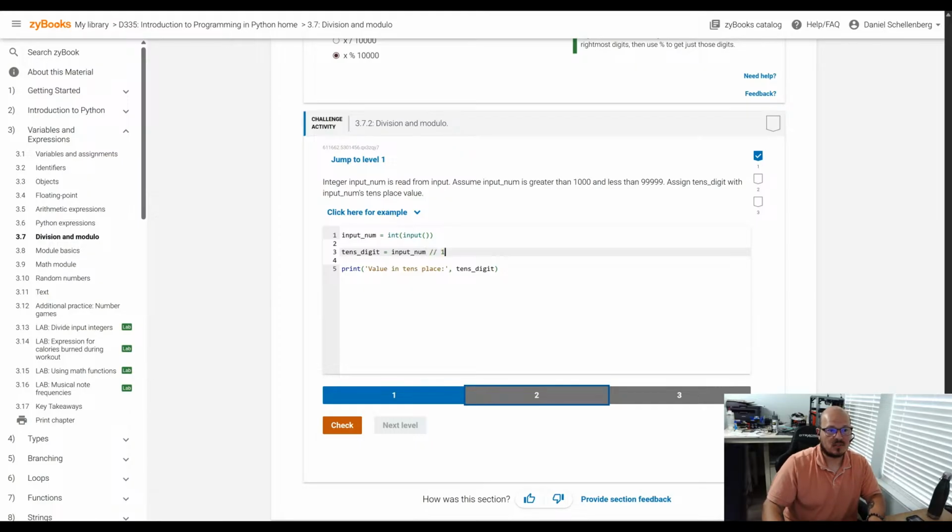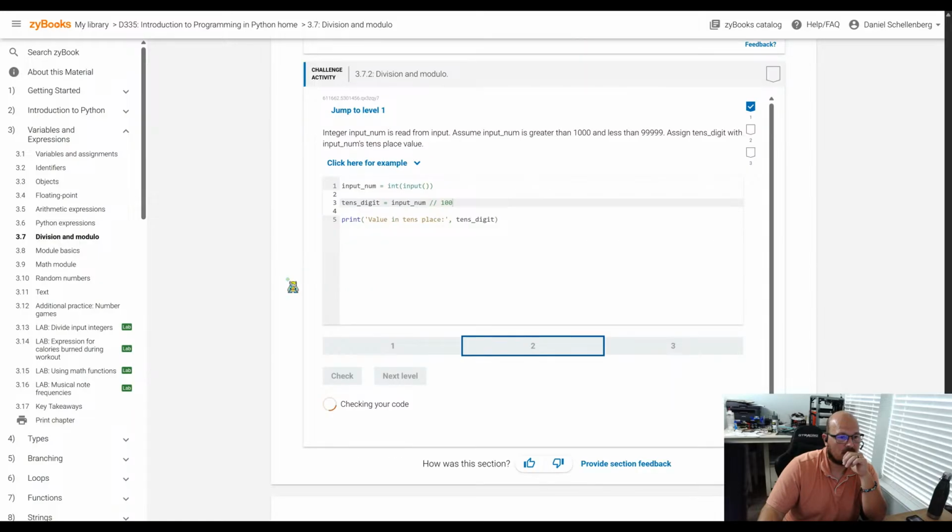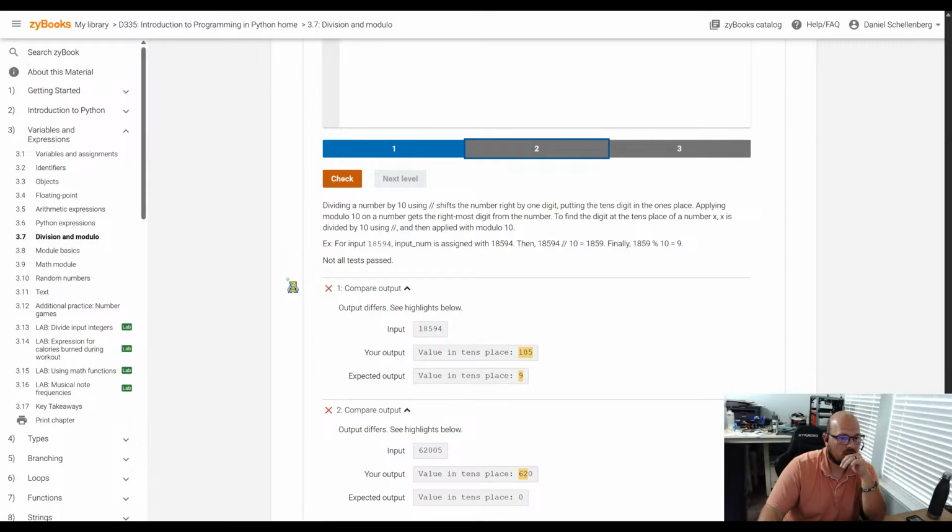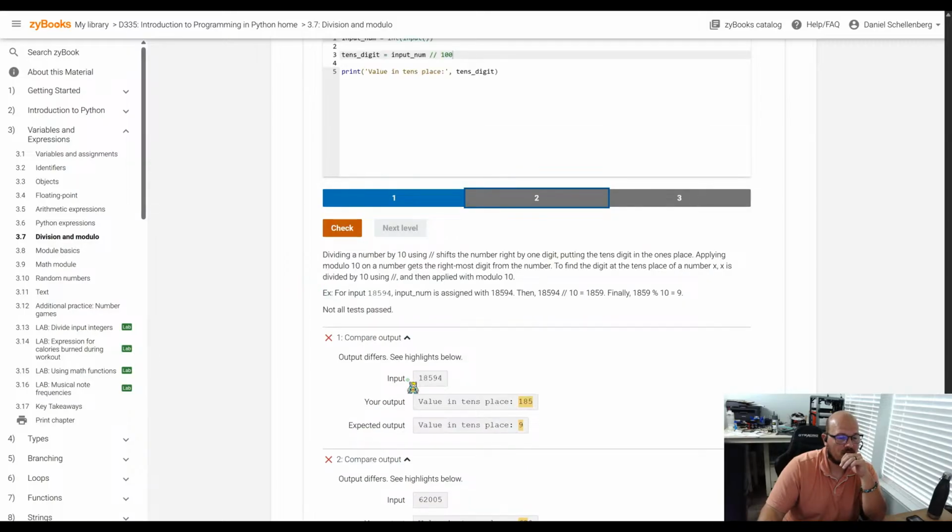The tens place, so that's 0, right? So 1's tens, right? So let's actually check that. And I'm wrong. So the value in the tens place.